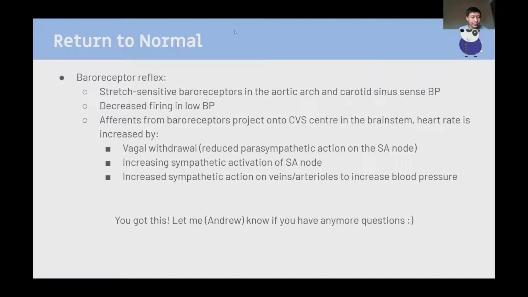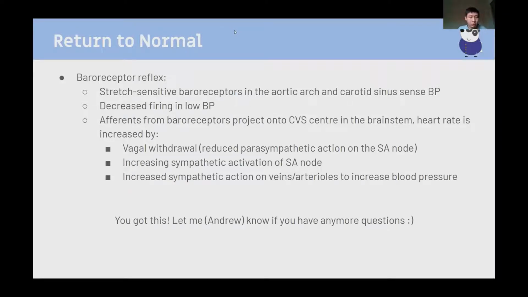They usually just fire at a fixed rate, but if you have decreased blood pressure, then you'll have decreased firing from your baroreceptors, and they'll send afferent information into your brainstem, like the cardiovascular center. And as a result of that, your body adjusts and you increase your heart rate. So you do that through vagal withdrawal. So your sinoatrial node in your heart will get reduced parasympathetic influence, and you'll also increase sympathetic activation of the sinoatrial node, and that makes your heart beat more quickly and stronger.